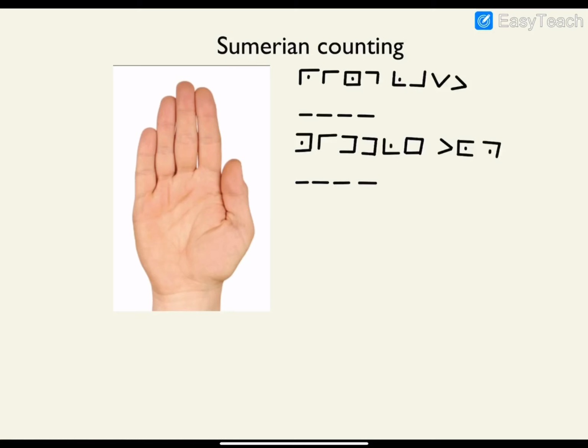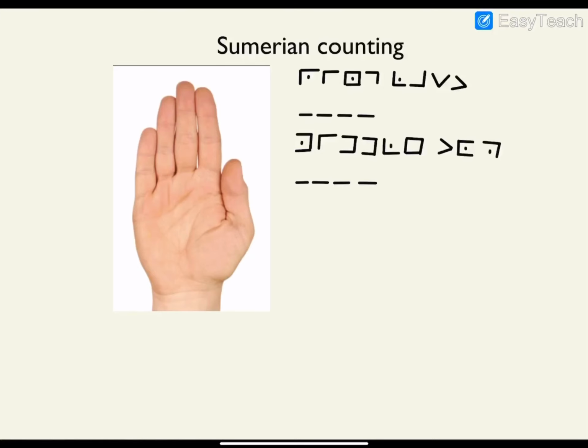Now we'll look at Sumerian counting. But why are we looking at counting? I thought this was a cipher class. Well, we are looking at Sumerian counting because it's going to relate to the next few slides, and you also may learn something from it.